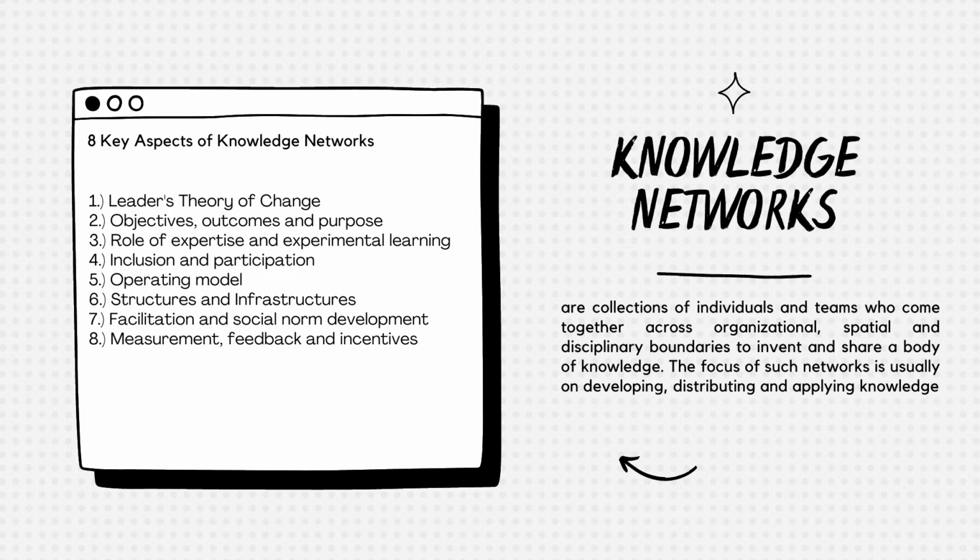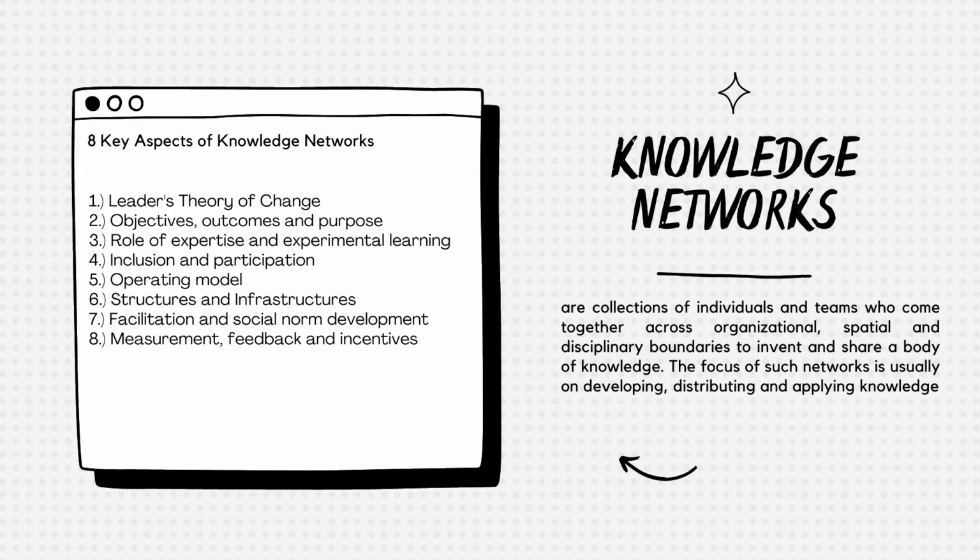Aside from that, he or she must also be able to admit his lacking in other aspects of the organization in order for him or her to try out new things that will benefit the knowledge network or the whole organization itself. For the fourth one, we have inclusion and participation.